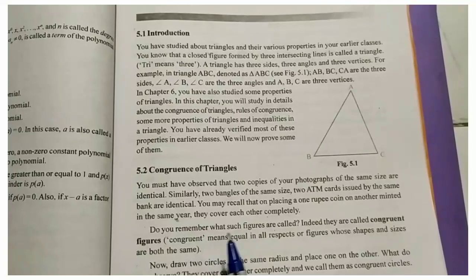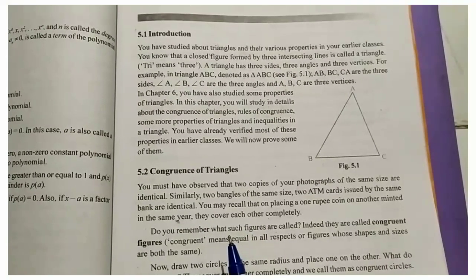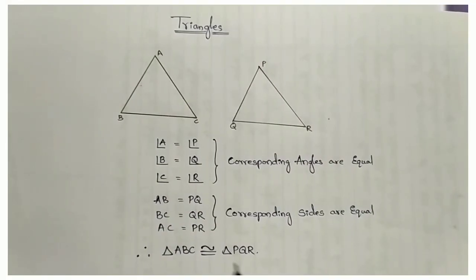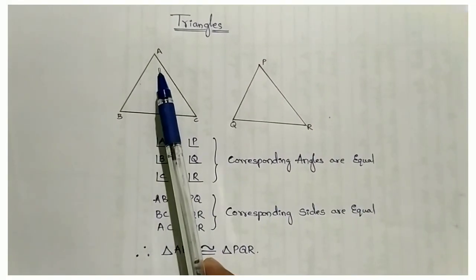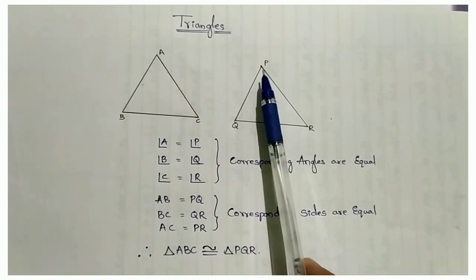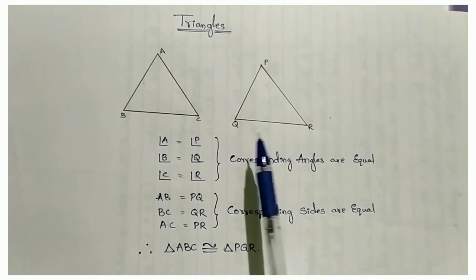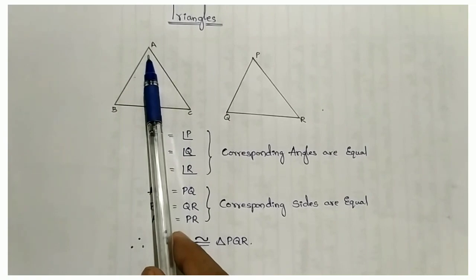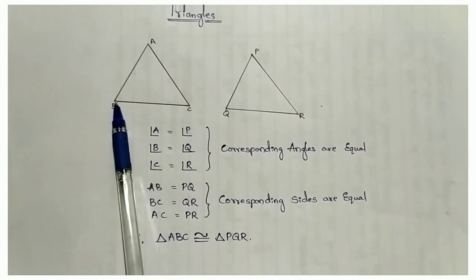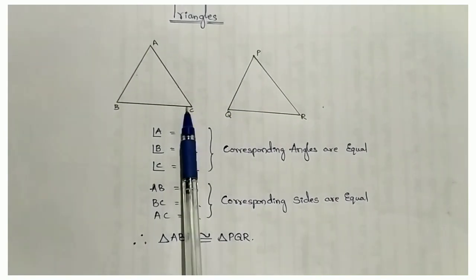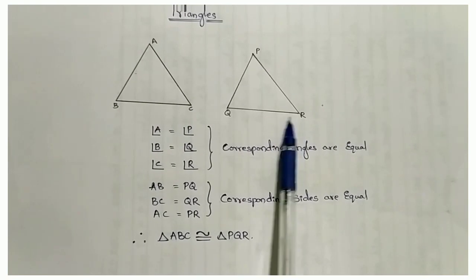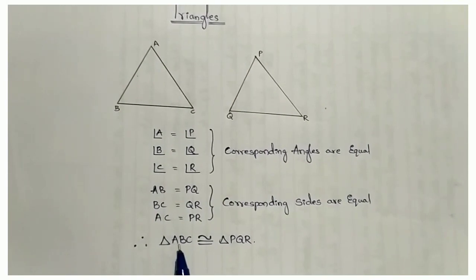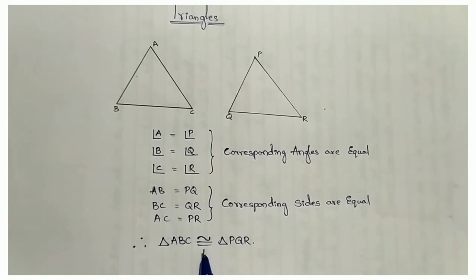Then how can we compare this with triangles? Let's see. Here I am taking one example, one triangle ABC and another triangle PQR. If corresponding angles are equal, it means angle A is equal to angle P, angle B equal to angle Q, angle C equal to angle R, then we can say both triangles are congruent. This is the congruent symbol.